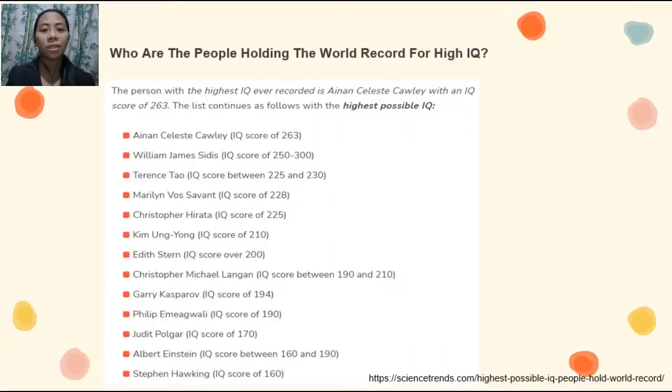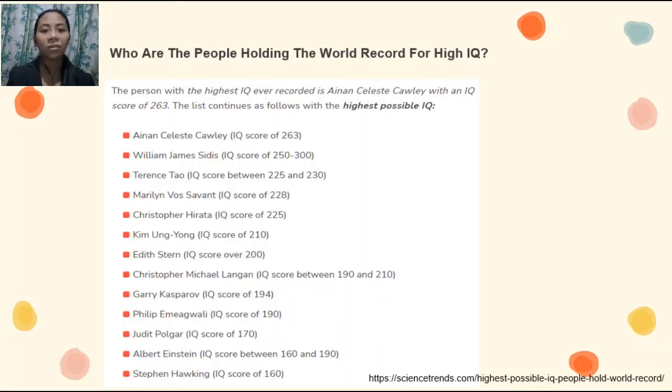Who are the people holding the world record for high IQ? The person with the highest IQ ever recorded is Adragon De Mello? No, Ainan Celeste Cawley, with an IQ score of 263. The list continues as follows: Ainan Celeste Cawley, 263. William James Sidis, 250 to 300. Terence Tao, between 225 and 230. Marilyn vos Savant, 228.